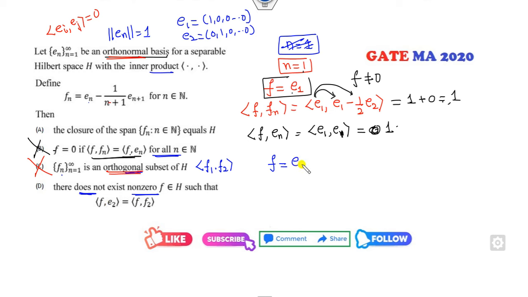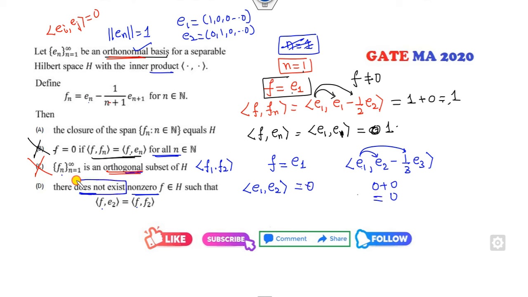If I choose F as my E1, then the left hand side is ⟨E1, E2⟩, which is 0 by using the orthonormality, and the right hand side is E1. What is the F2? E2 minus 1 over 3 E3, and you can see 0, 0. So it is satisfied, both are the same, but there does not exist any non-zero. You can see it is non-zero, that means there is an existence. So this option is also cancelled. The option left behind, A, is the right answer.